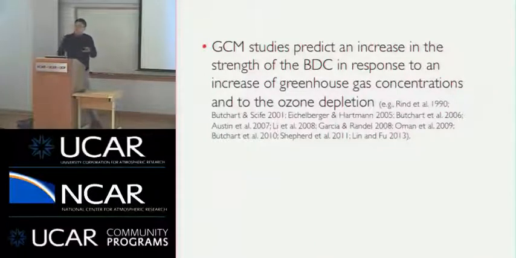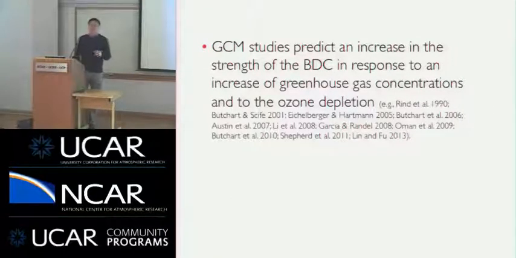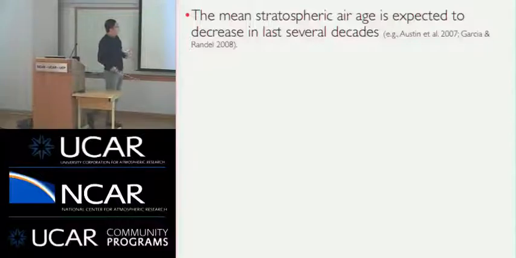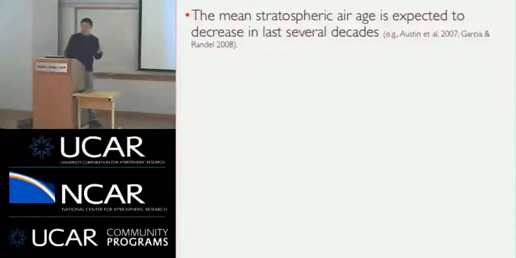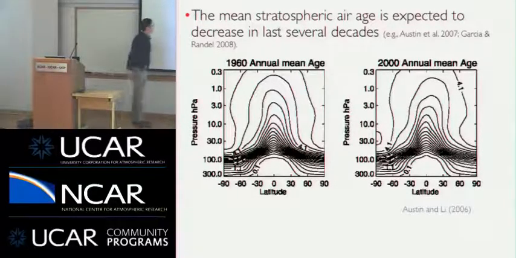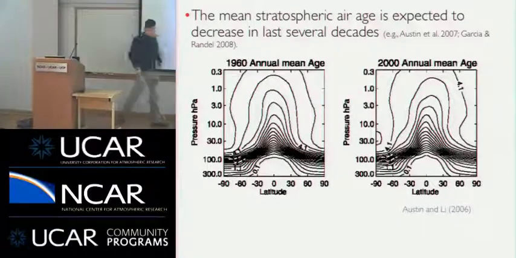The global climate models with good representation of the stratosphere all predict an increase in the strength of the Brewer-Dobson circulation in response to the increase of greenhouse gases and also in response to ozone depletion. So the mean stratospheric air age would be expected to decrease in the last several decades because of ozone depletion and the increase of greenhouse gases, as shown in this figure from the GFDL model, the 1960 annual mean age and the 2000 annual mean age. You can see the air becomes younger compared to 40 years ago.